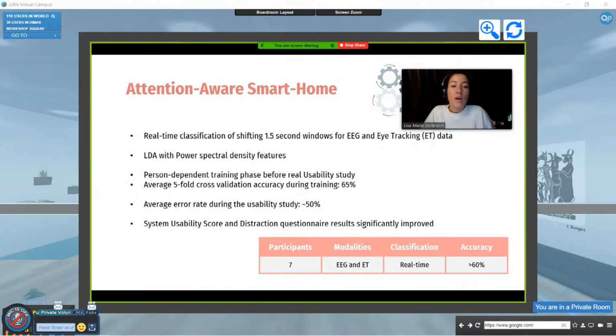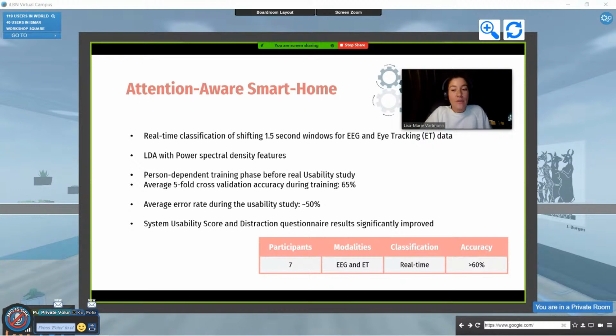cross-validation accuracy of 65% for these 1.5-second windows, which is not as high as in the other experiments that we did. And it led to an average error rate during the usability study of 50%, meaning in half of the cases where the attention was directed internally, the tiles did still show up.